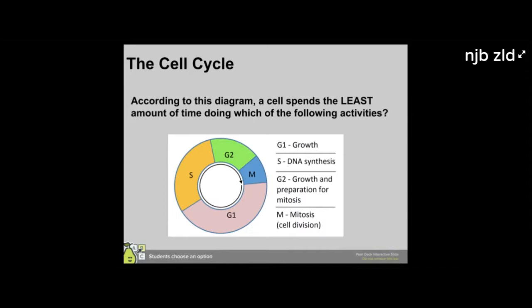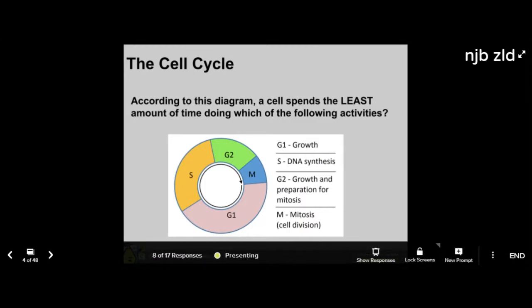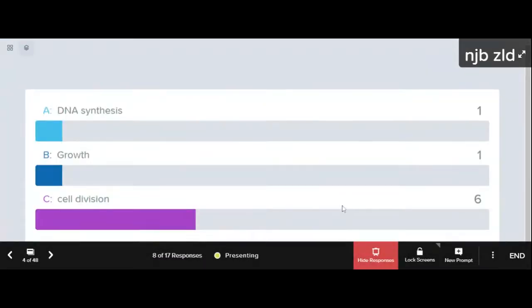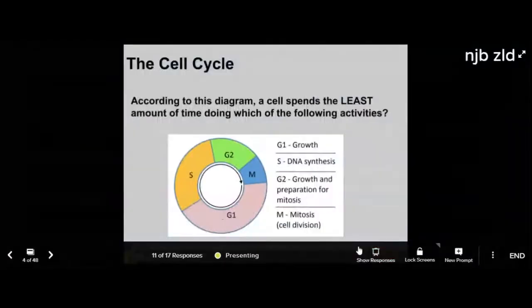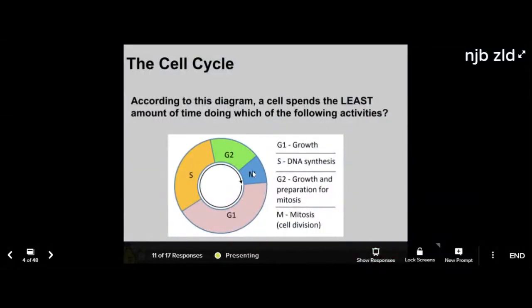According to this diagram, a cell spends the least amount of time doing which of the following? I got 80 responses. Mitosis, or cell division. Yes, that's it. Good. Notice it's a little smidgen of the pie chart compared to all of this. A small part.